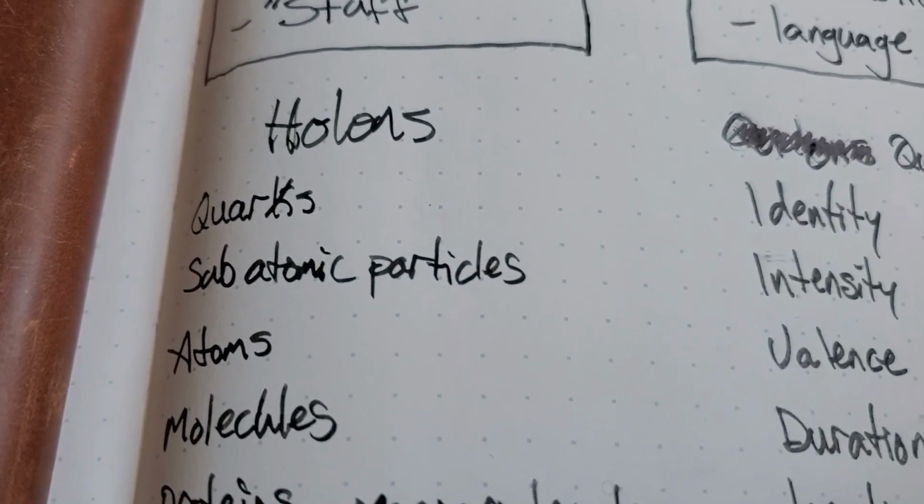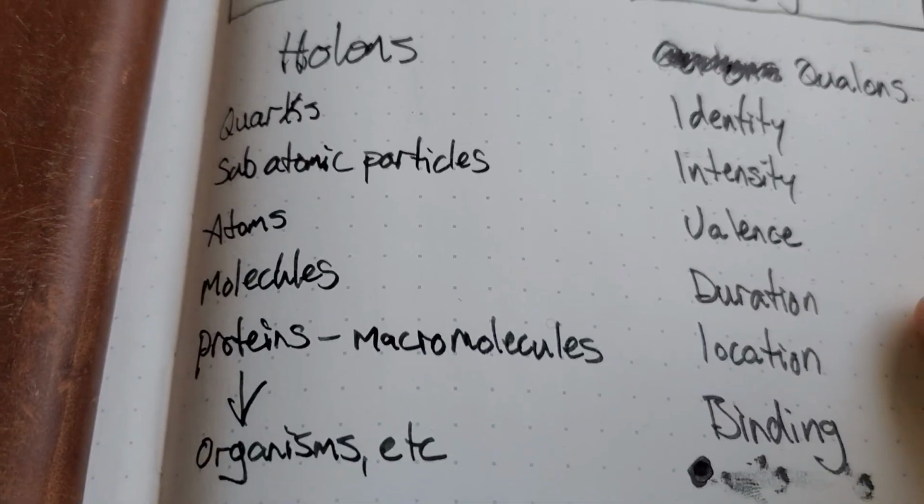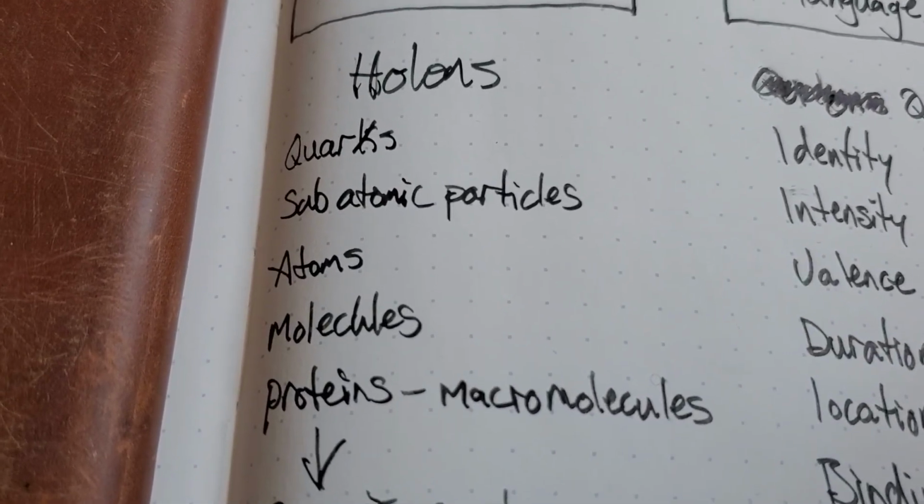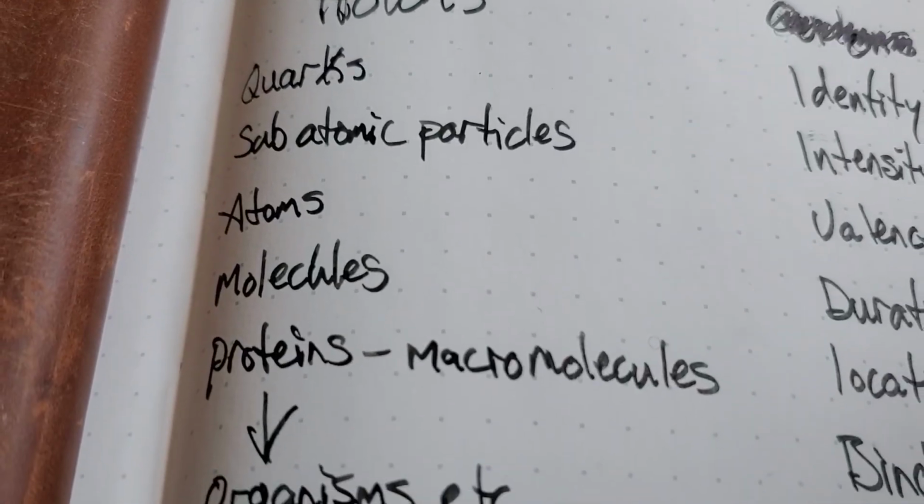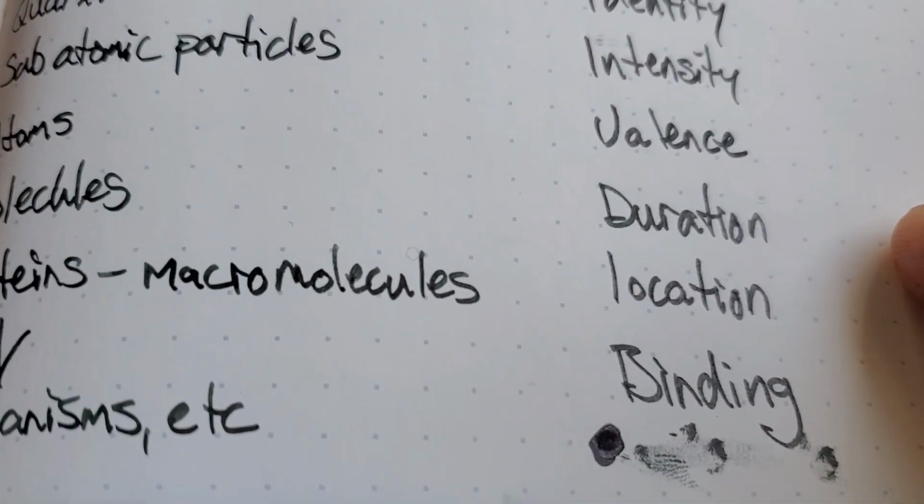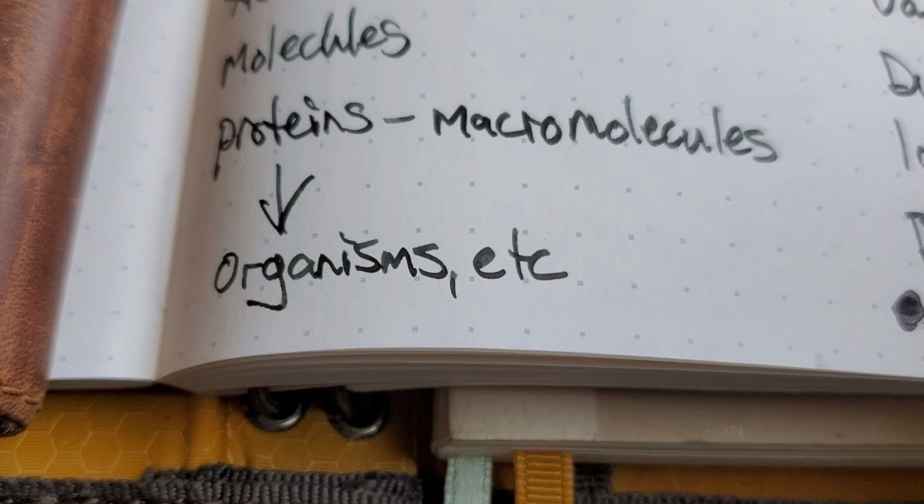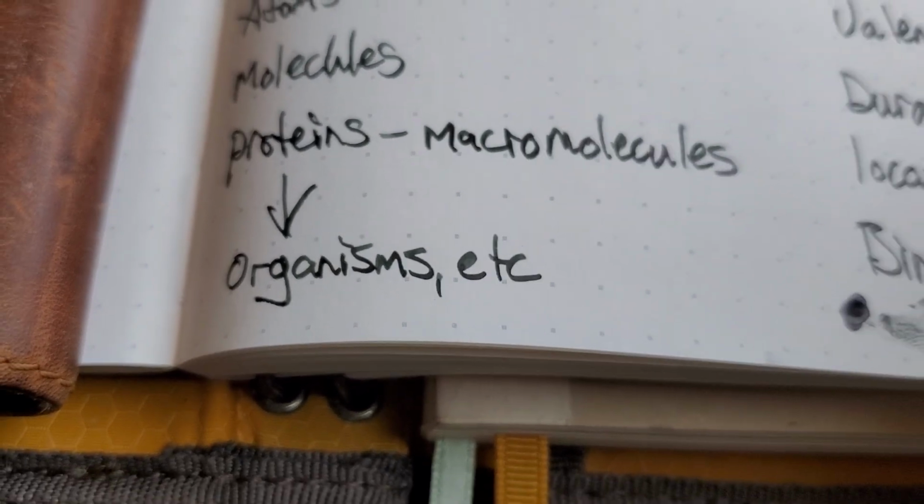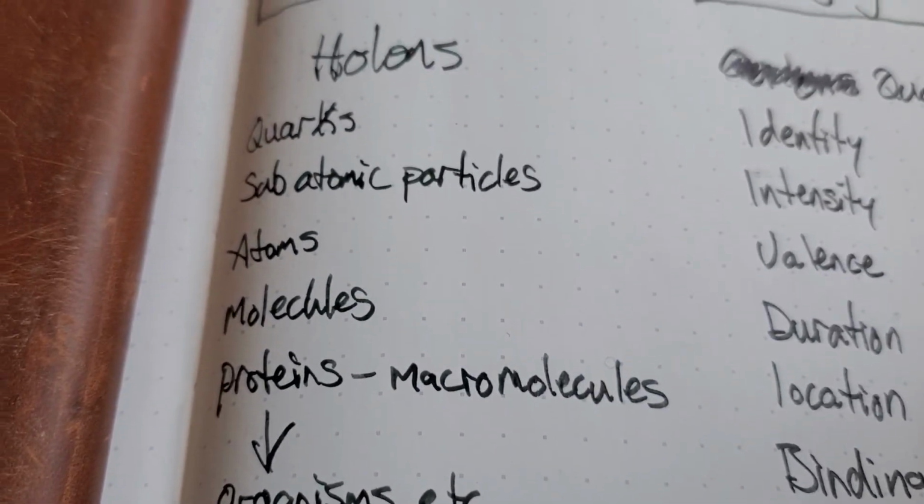So here's a common one. You have quarks, which are part of subatomic particles. Subatomic particles are part of atoms. Atoms are part of molecules. Molecules can make up macromolecules, and you can follow this chain all the way to organisms and ecosystems, etc.